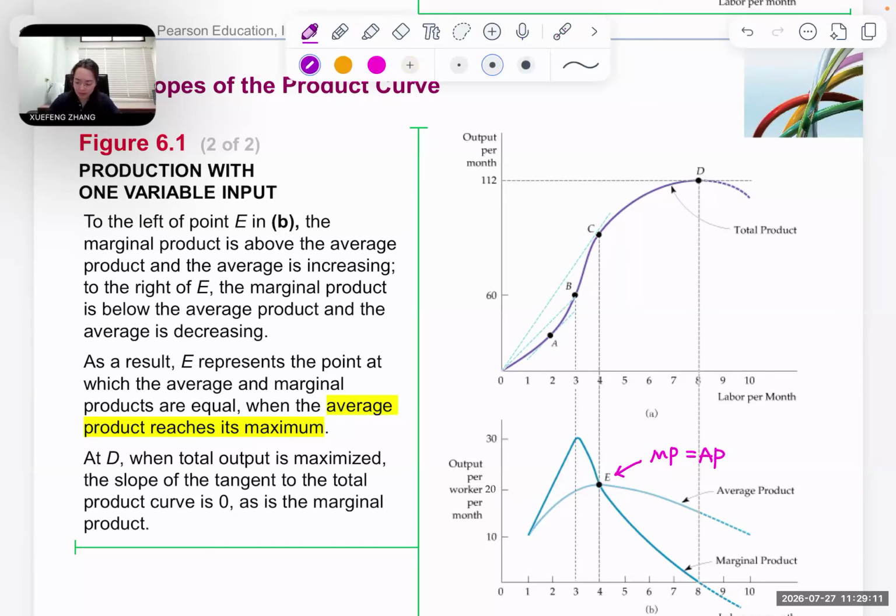So let me write it down here. MP is greater than AP, so we have average product rises. To the right side of E, marginal product is below average product, which is less than average product. This pulls average product down, right? You see here.